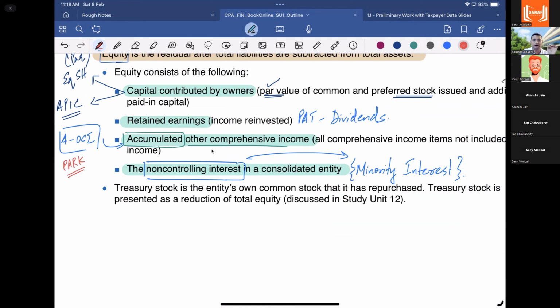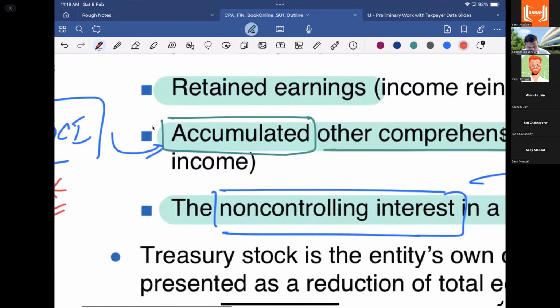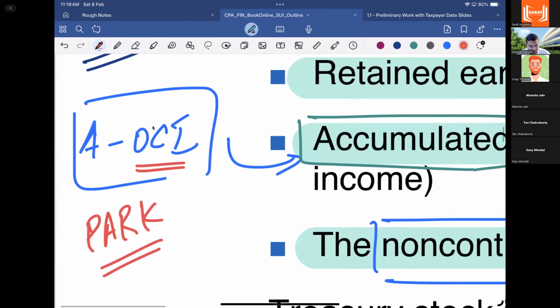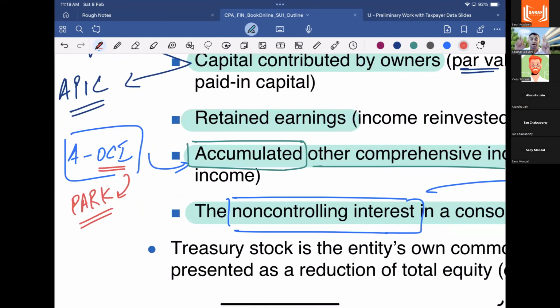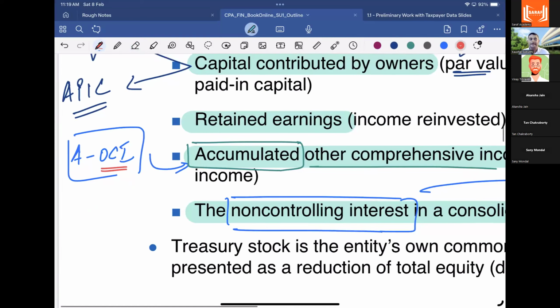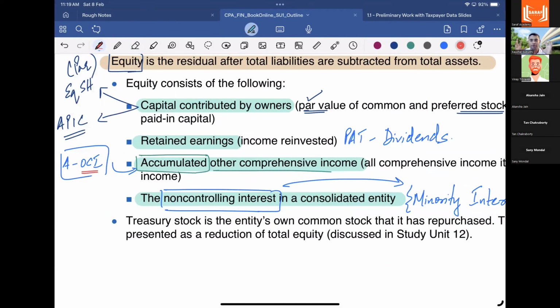So accumulated other comprehensive income is where certain funds and certain items in your OCI are going to be parked in the balance sheet to become accumulated. I'm just removing all these things because they're not needed at the moment. So what you would be doing is parking all the funds over there and accumulating them together, and then those accumulations are going to be there on your balance sheet, right?